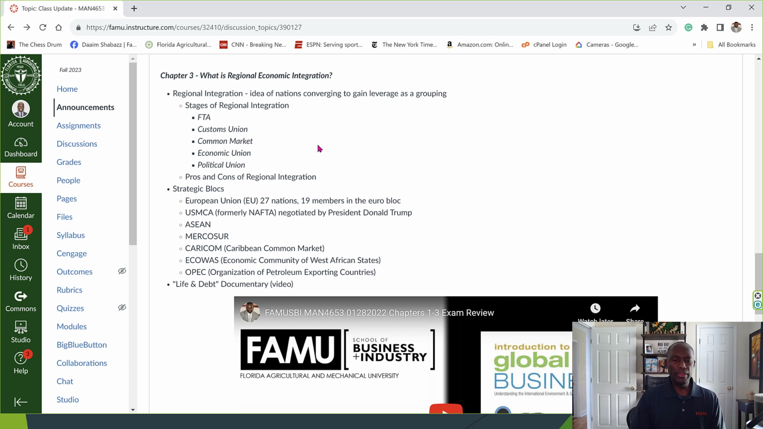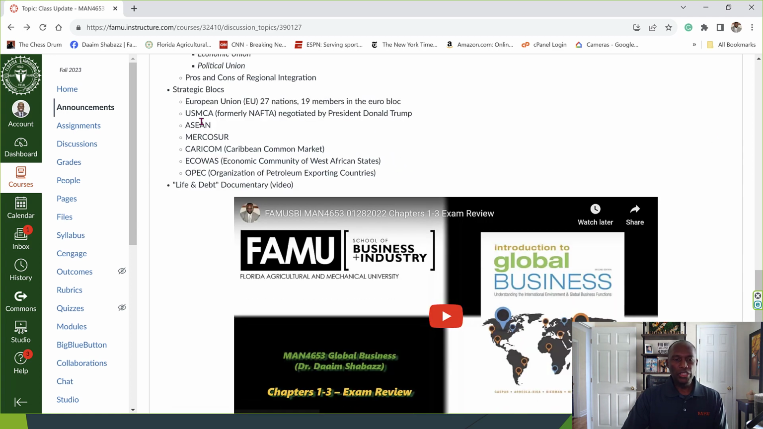And the economic union is dealing with the synthesizing of the economic policy. With the European Union, we saw they launched the euro. Other strategic blocs: the USMCA, formerly the NAFTA, the ASEAN, which is an Asian economic bloc, the Mercosur, which is Latin American, CARICOM, Caribbean Common Market, ECOWAS, which is West African.